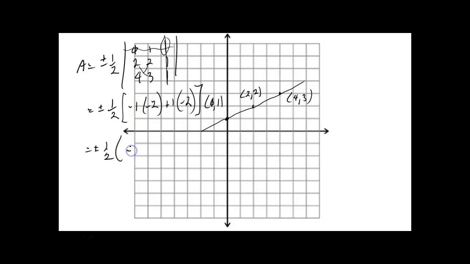Oh, okay, I'm sorry, I can't hear. 2 -2, which is 0. So sure enough, we don't need that plus or minus 1/2 because the area of that triangle is 0. Okay, so no, we don't need that. And of course not. They're collinear points.